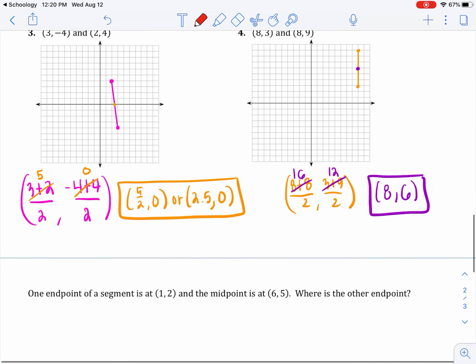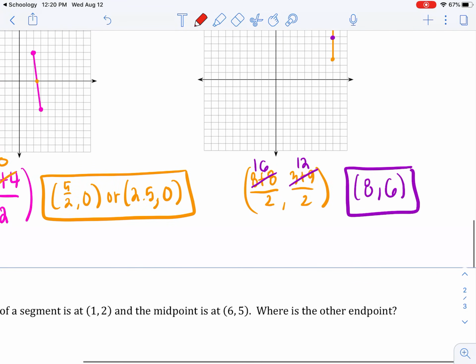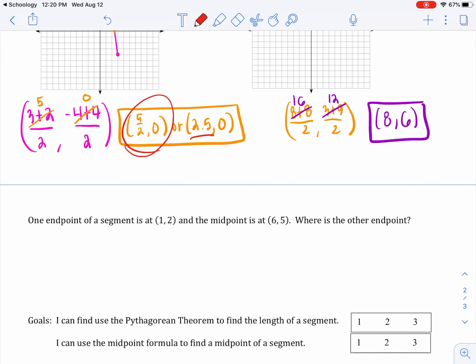All right, here are your answers. I wrote it like this, 5 halves, 2. But if you wrote 2 1/2, or 2.5, comma 0, that's great. If you have questions, see me in the Zoom.